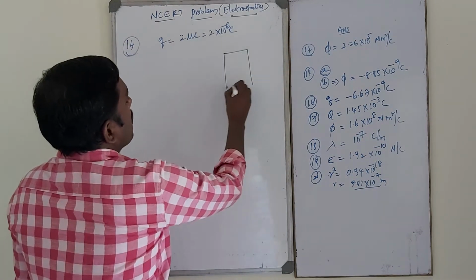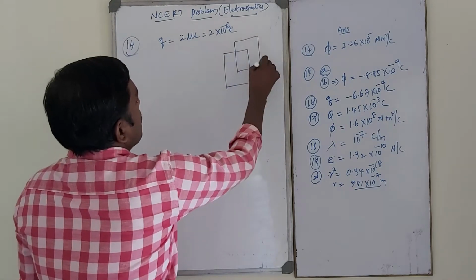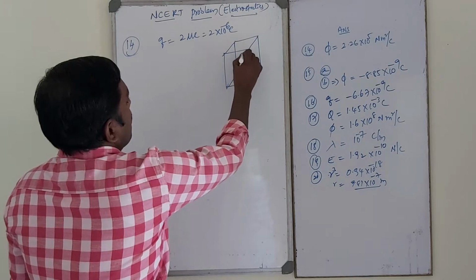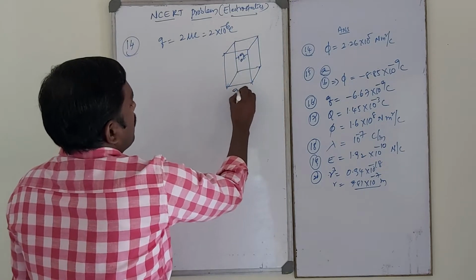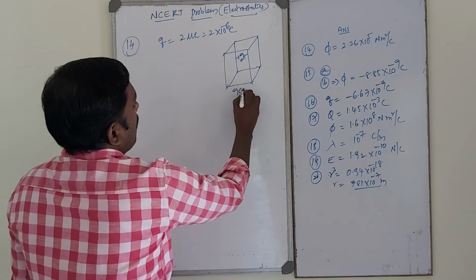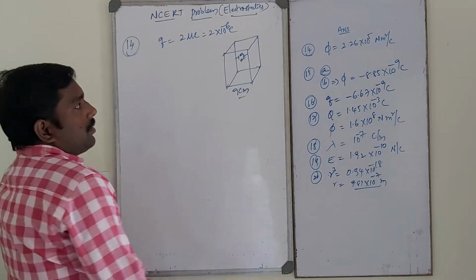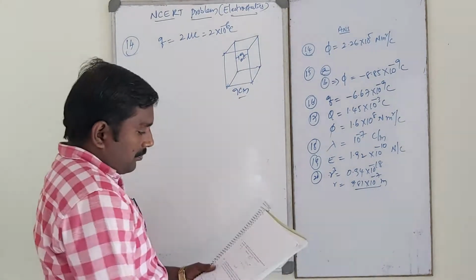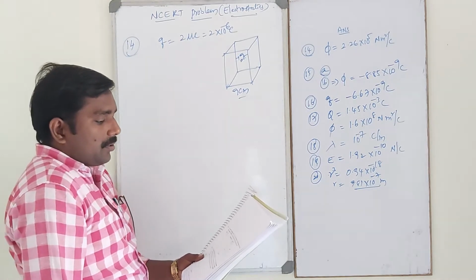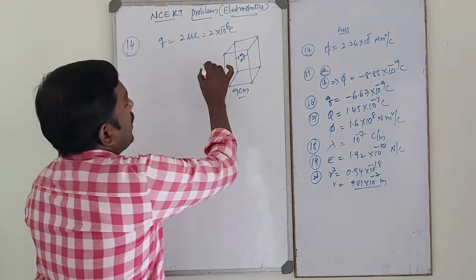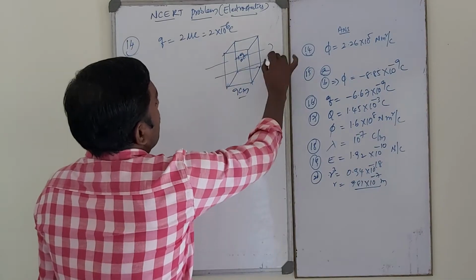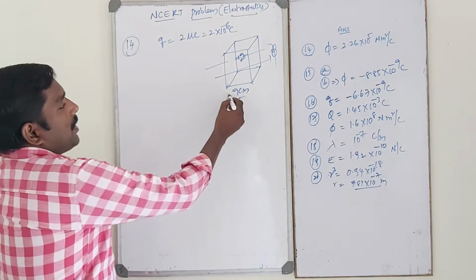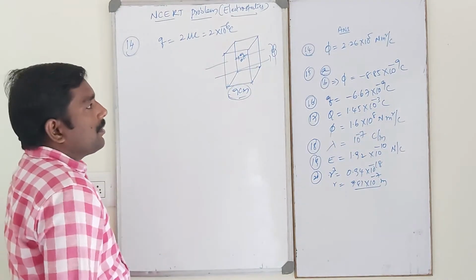See like this. This is the cubic Gaussian surface. The charge will be at the center, positive charge, edge 9 centimeter. This is the cubic Gaussian surface. What is the net electric flux through the surface? So we calculate the electric flux. In this case the value of 9 centimeter is not required.